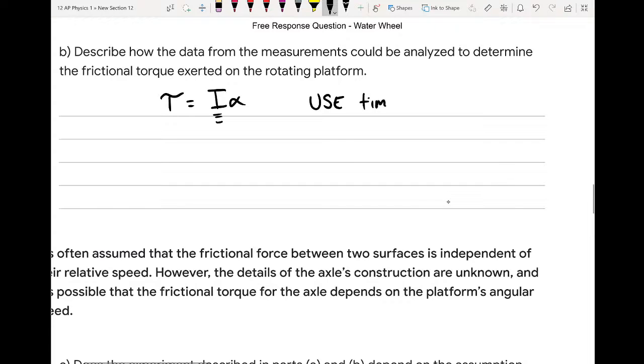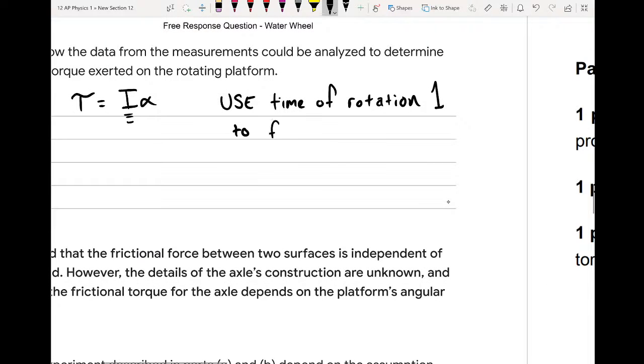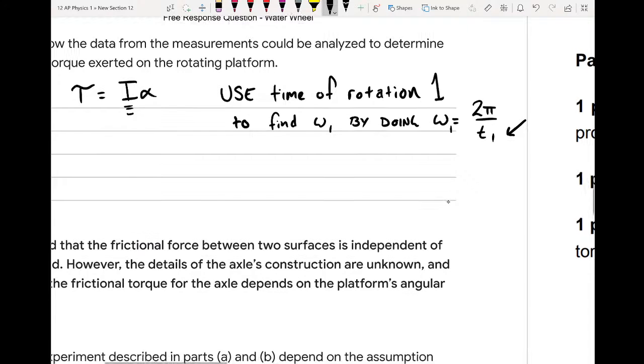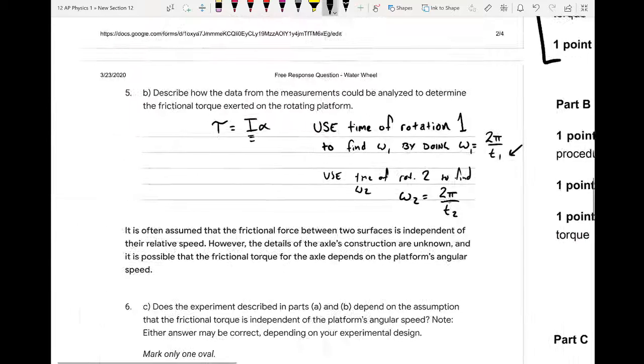the time of rotation 1, so we pick our first rotation to find omega 1 by doing omega equals 2 pi divided by time 1. So we said before we would measure this time data for 1 rotation. So this is how we are calculating omega 1. Then we'd also say use time of rotation 2 to find omega 2 by doing omega 2 equals 2 pi over time 2. So that's us using our data from our experiment.